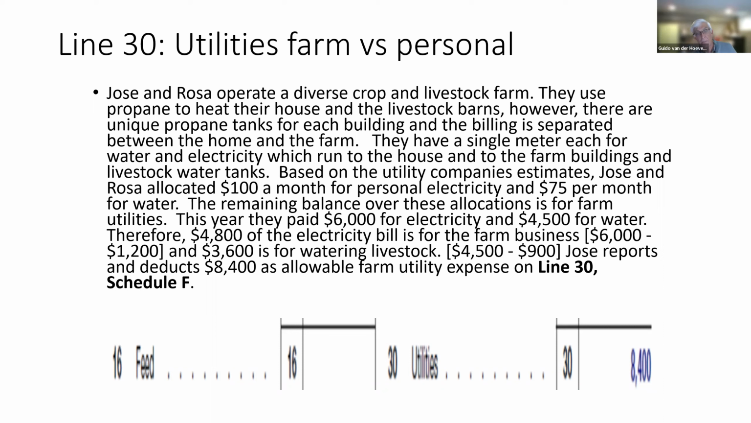So this year they paid $6,000 for electricity, $4,500 for water. So $4,800 of the electric bill is for the farm business. That's $6,000 minus the $1,200. $3,600 is for watering livestock. That's the $4,500 minus the $900 for personal. So now you add those two numbers together, you should get $8,400. That's going to be the allowable farm utility expense that we find on line 30 on Schedule F. And it's illustrated there again at the bottom of the screen.